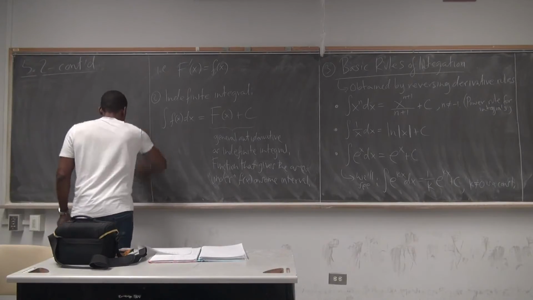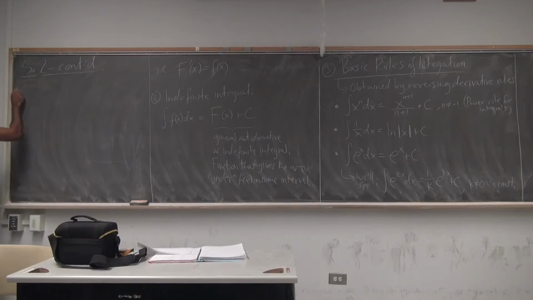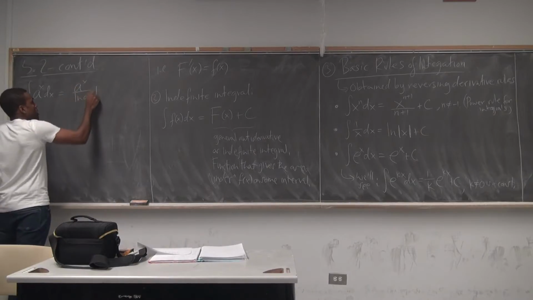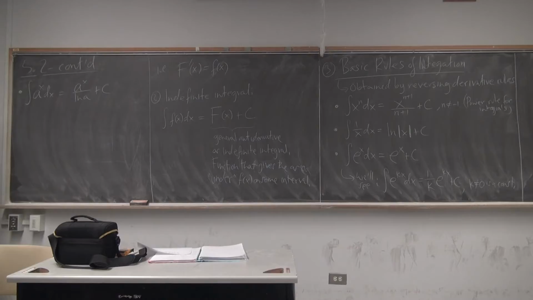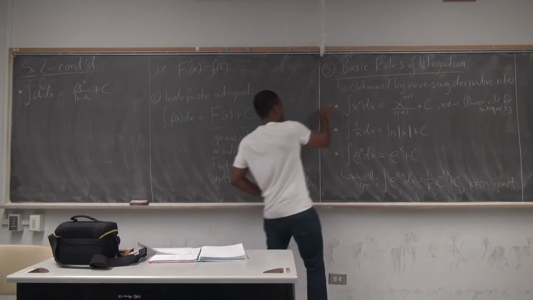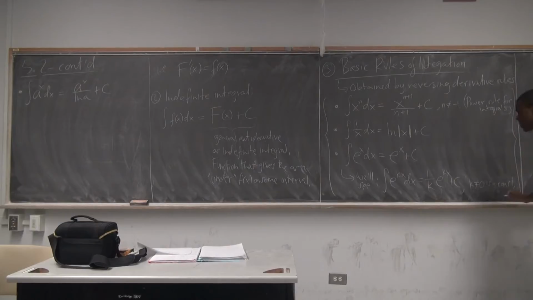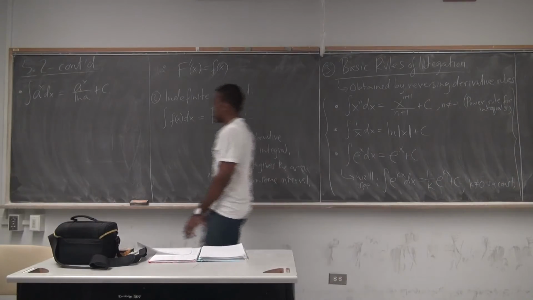I don't think we use this one often in this class, but you could also reverse the rule for a to the x, which is just going to be a to the x divided by ln a. But these three are very important. We're definitely going to be using these all the time. So those gave us some shortcuts.